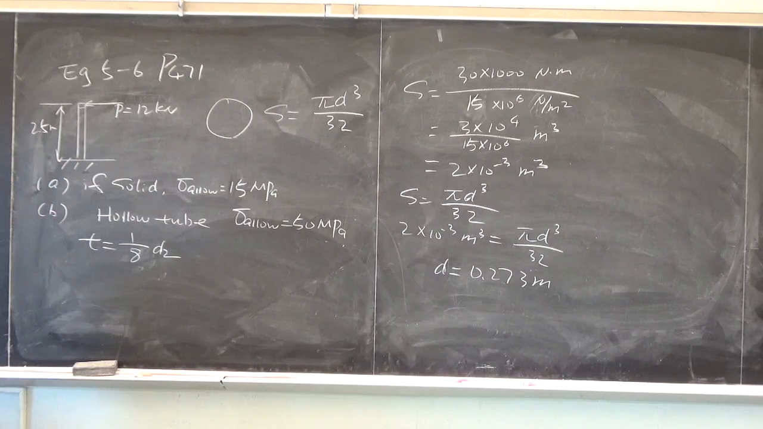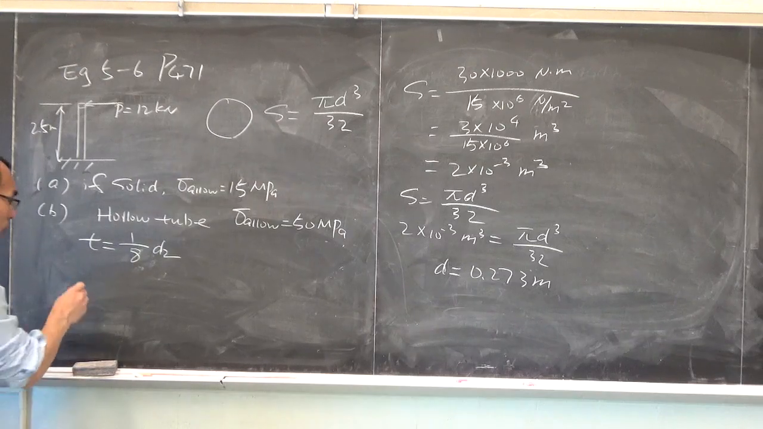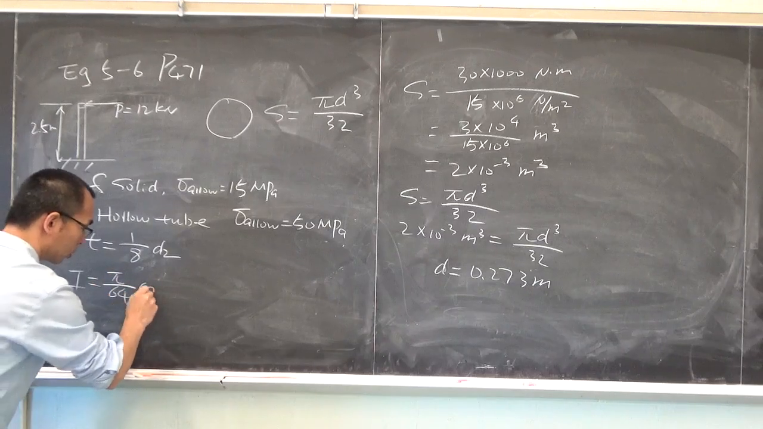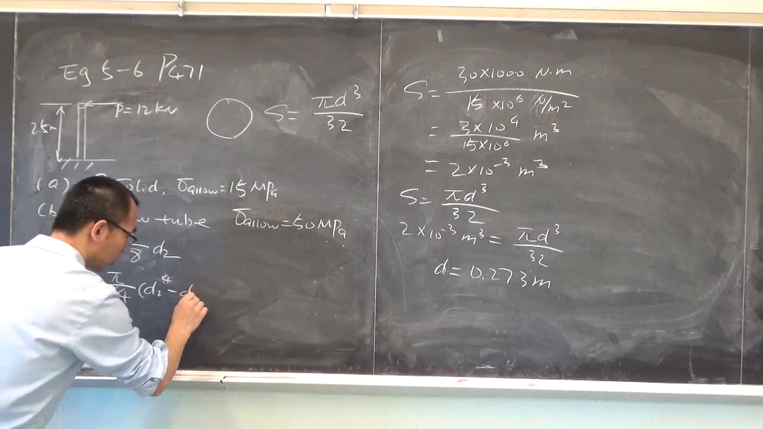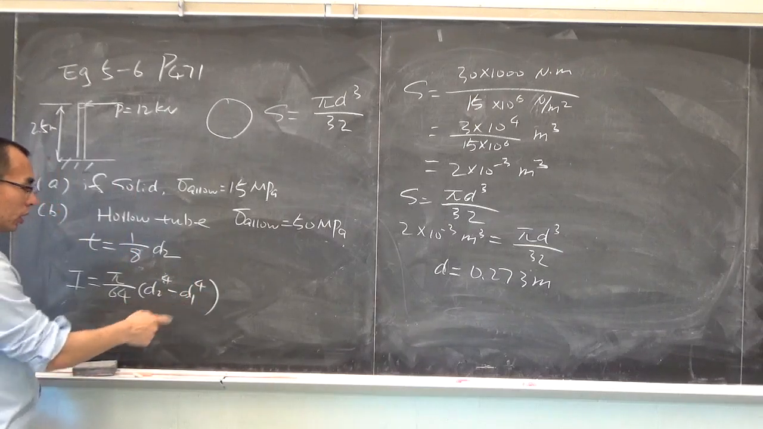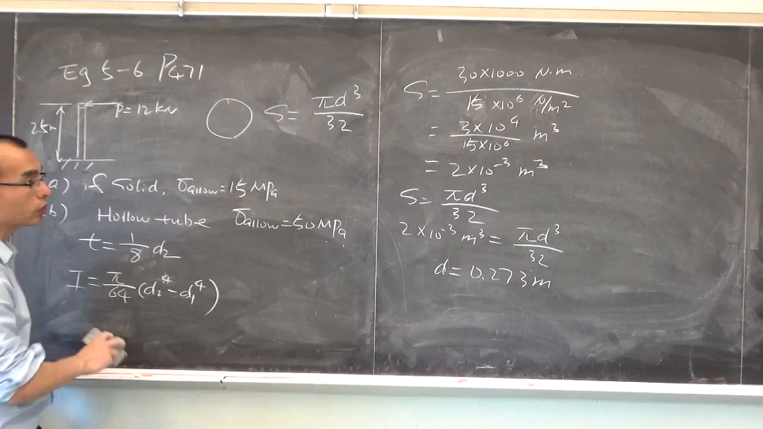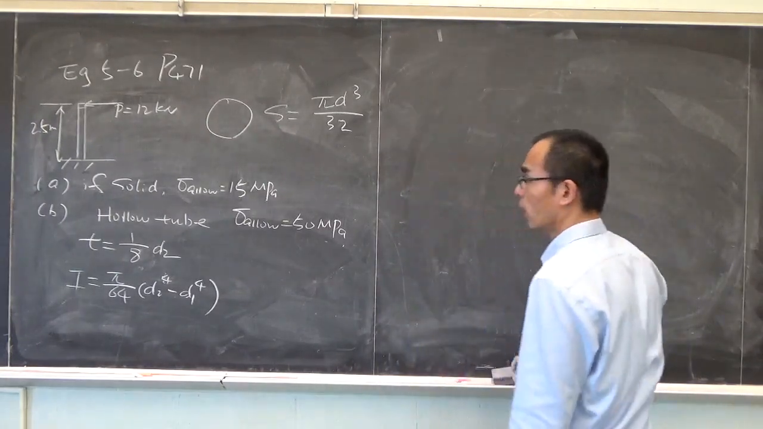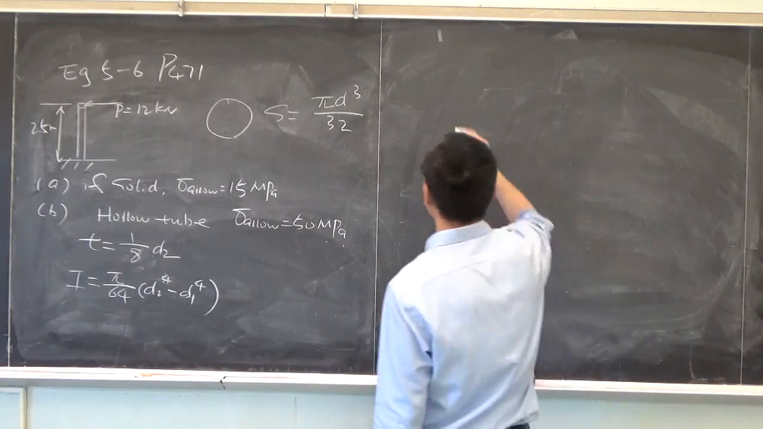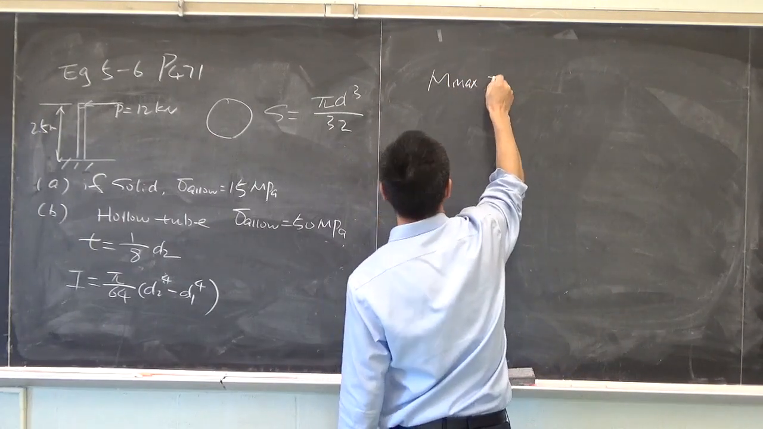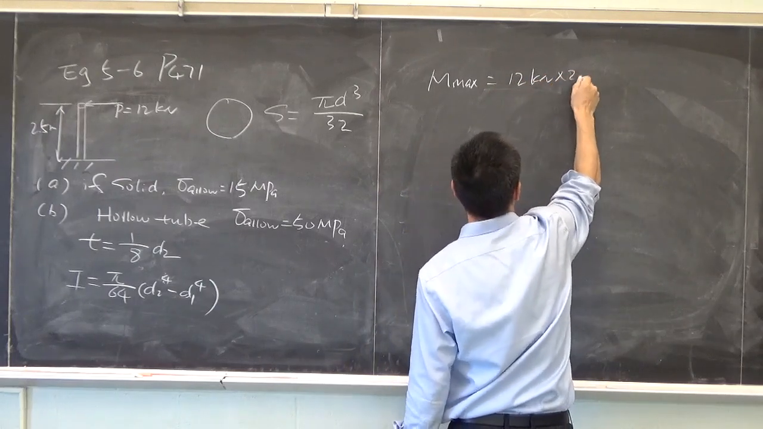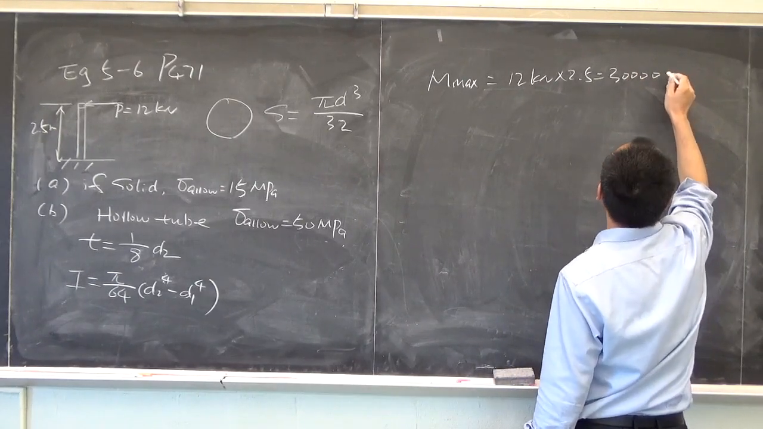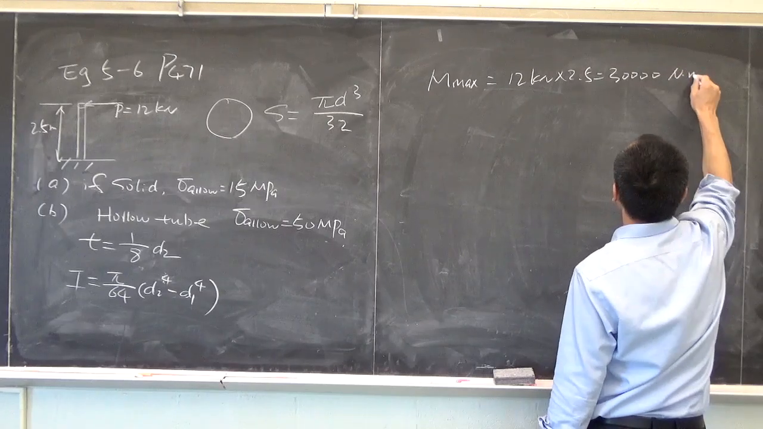Okay, so this is a hollow tube, right? So remember, for the hollow tube, the moment measure will be pi, so this is the outer diameter, this is the inner diameter. Okay, this is for the hollow tube. So we still have the maximum bending moment is equal to 12 kilonewton multiplied by 2.5 meter, is 30,000, right? So newton meter, yes.